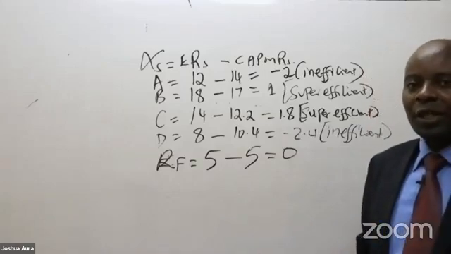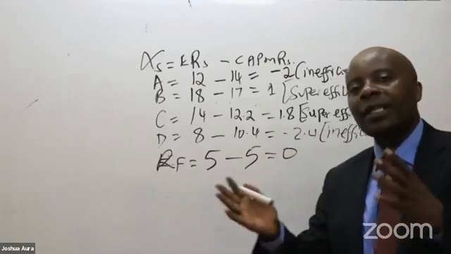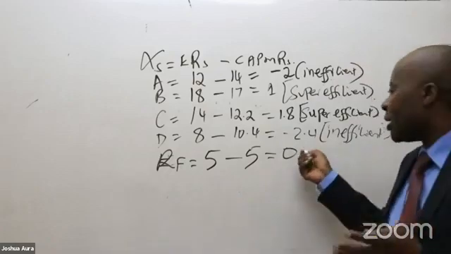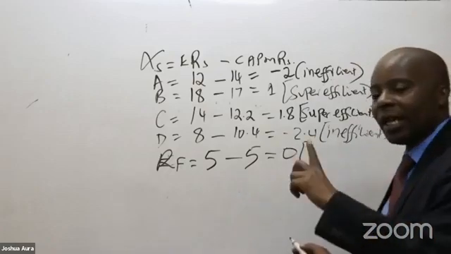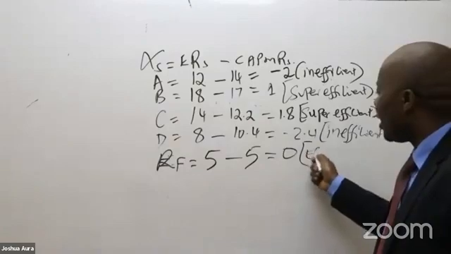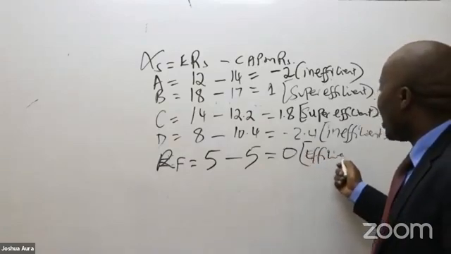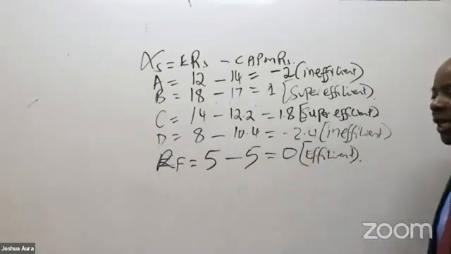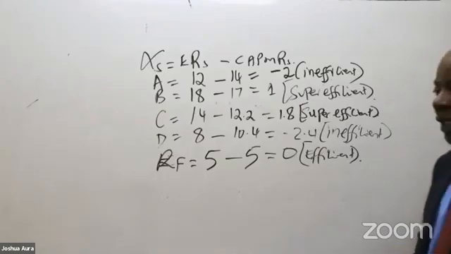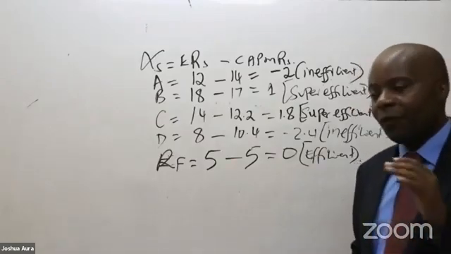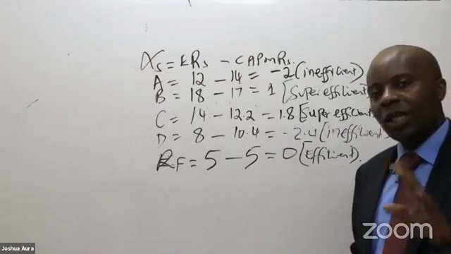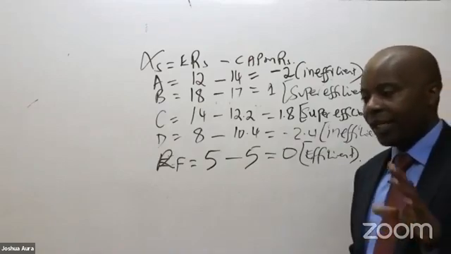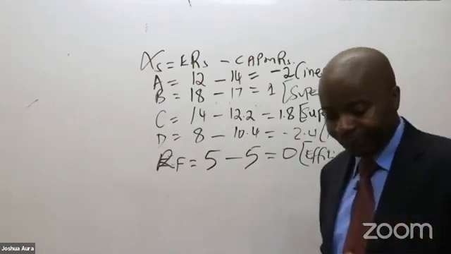Not profitable, doesn't make any losses. So it means that this particular security is just at the efficiency line. So this is what we call an efficient security. A security which is just efficient.